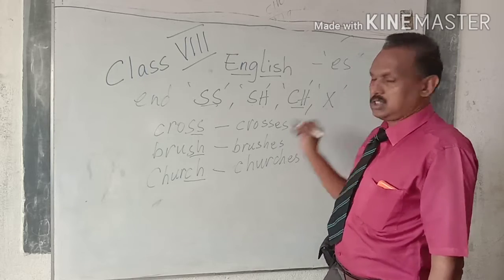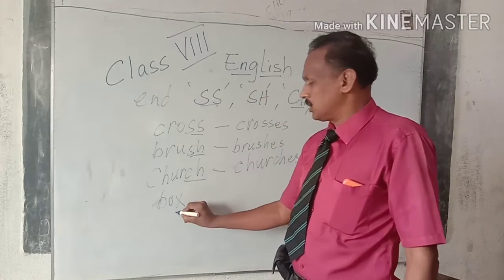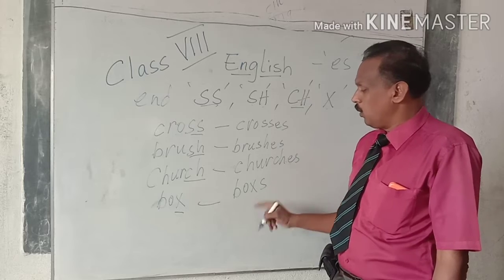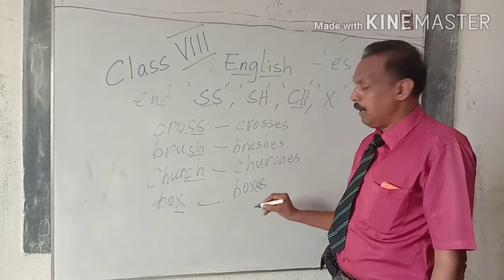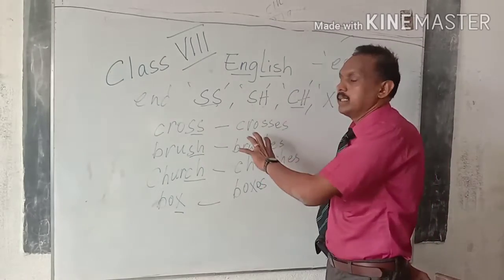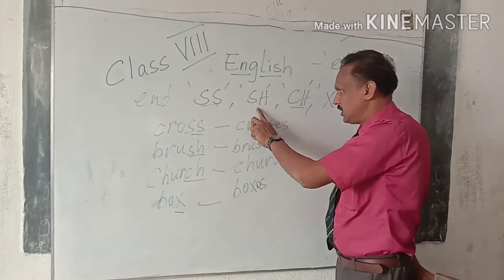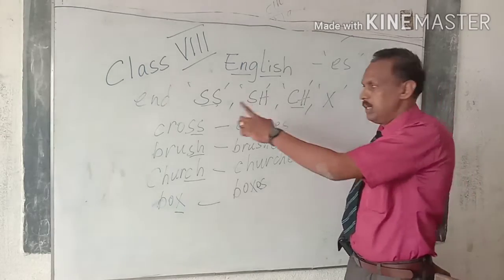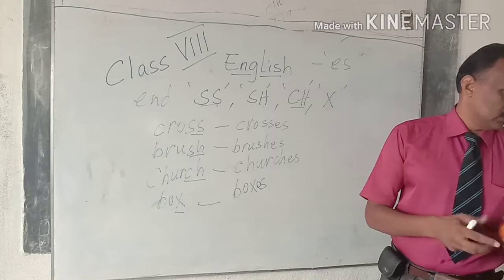CHURCHES. X. Do you remember something? BOX, box. Ends with X. So what will be the plural? Don't write BOXS. Then it becomes wrong. What is the correct plural? BOXES. This is one criterion where you write the plural of nouns ending with SS, SH, CH and X.